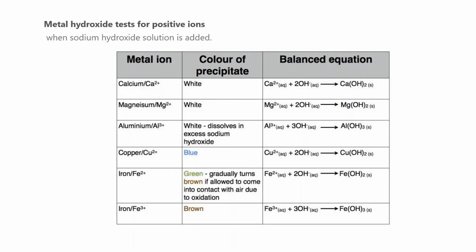Now if you look at the transition metals, they are usually coloured. So copper, the usual colour is blue. For example, copper sulfate crystals are blue, so copper will give a blue precipitate. Iron 2+ will give a green precipitate, which turns brown if allowed to come into contact with air due to oxidation, and iron 3+ is brown.